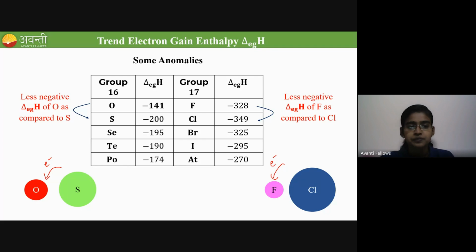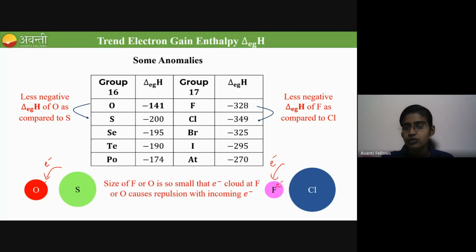Repulsion would be there. Already some electrons are present inside oxygen and fluorine. So when I add one more electron, that electron and the existing electrons come closer to each other and start repelling each other. The size of fluorine or oxygen is so small that the electron cloud causes repulsion with the incoming electron. Because of this repulsion, the addition of an electron to oxygen and fluorine becomes very difficult compared to the addition of an electron to sulfur and chlorine.